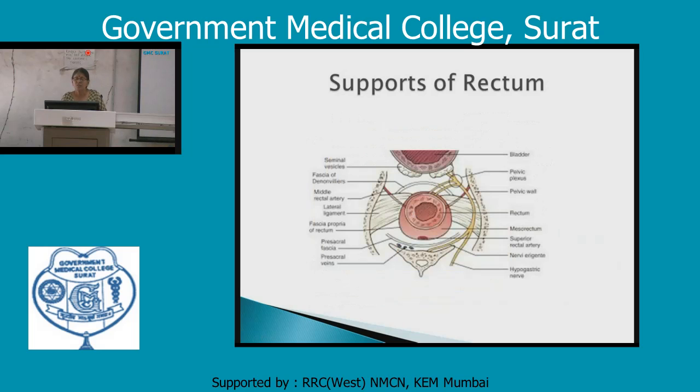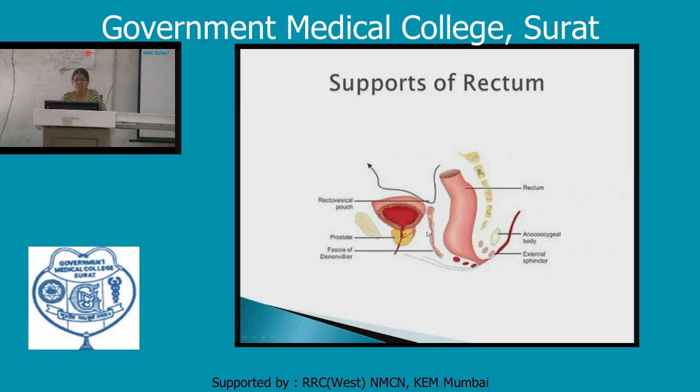The condensation of pelvic fascia forms the lateral ligament from the rectum to the posterolateral wall of the pelvis. This is the fascia of Denonvilliers, placed anteriorly between the rectum and the base of the bladder. This is the seminal vesicle. This is the fascia of Waldeyer, which is posterior to the rectum and connects the rectal ampulla to the sacrum. So all around, this condensation of pelvic fascia supports the rectum, and the perineal body is also an important support. Here we can see again the fascia of Denonvilliers between the rectum and urinary bladder. Here the posterior Waldeyer fascia will lie over here.